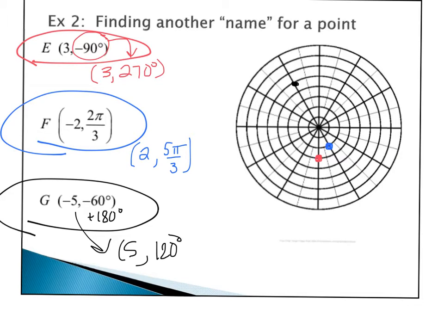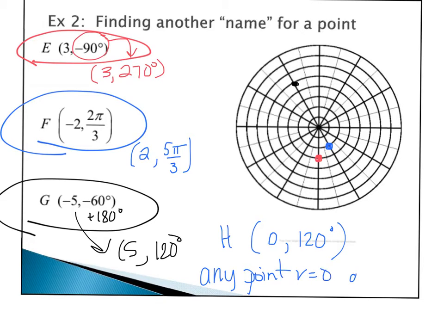Another thing that I want to mention is what would happen if I gave you a point with a radius of 0. Let's say, for example, we created point H, and we said that point H had a radius of 0 and 120 degrees. Well, any point with a radius of 0 is going to be at the pole. It doesn't matter what angle we have. If it is 0 circles away from the center, then that point is always going to be located at the pole at 0.